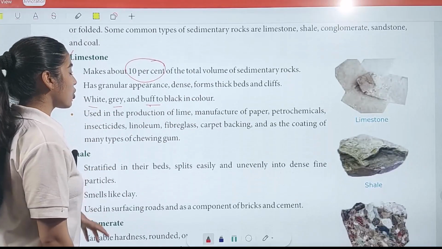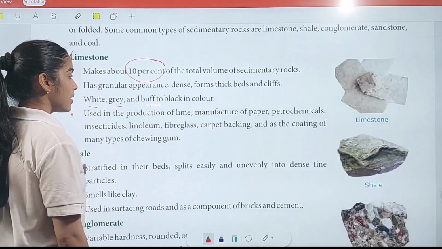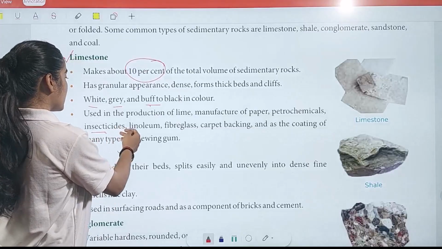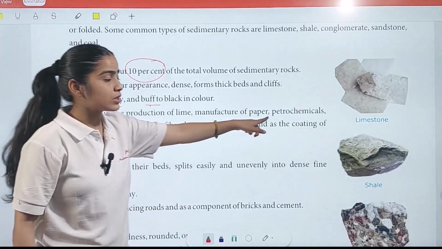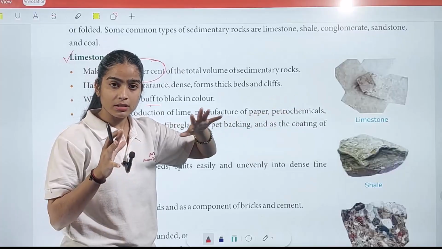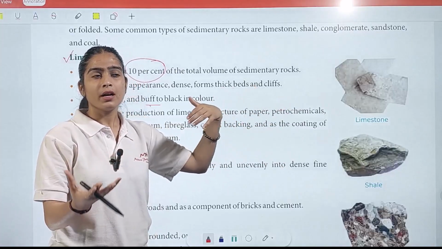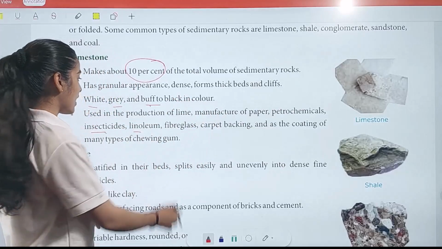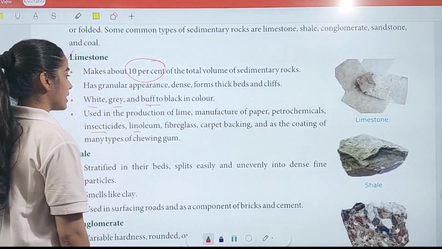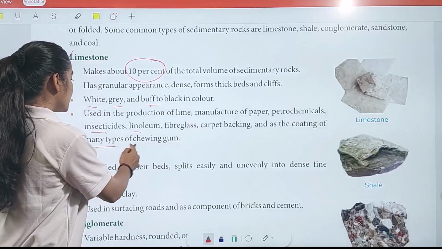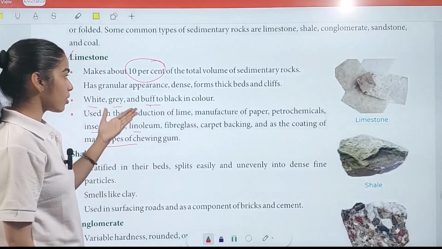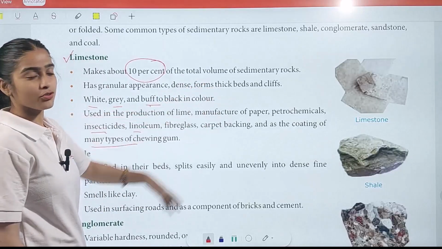Used in the production of lime, manufacture of paper, petrochemicals, insecticide, linoleum. Petrochemicals means your diesel, right? The things which are made from petrol, that is your petrochemicals, like your Vaseline, we can also say. So fiberglass, carpet backing, and as the coating of many types of chewing gum as well. So you chew limestone in your chewing gums, right?